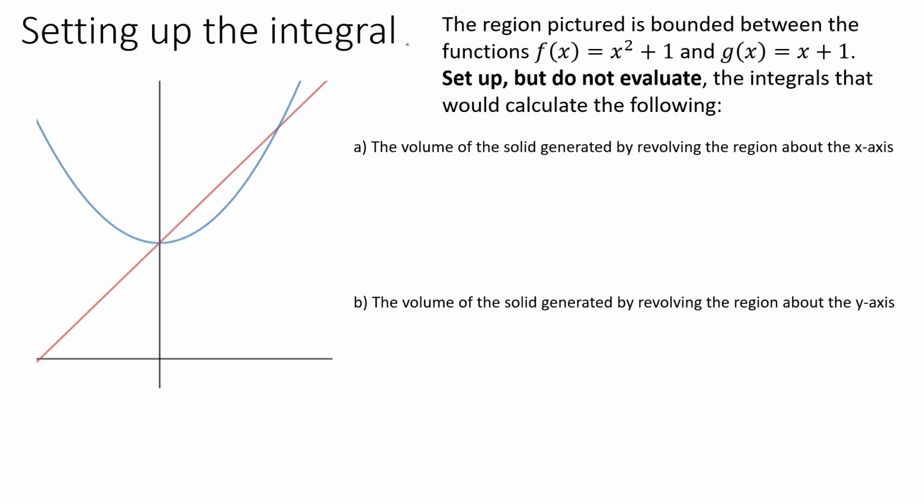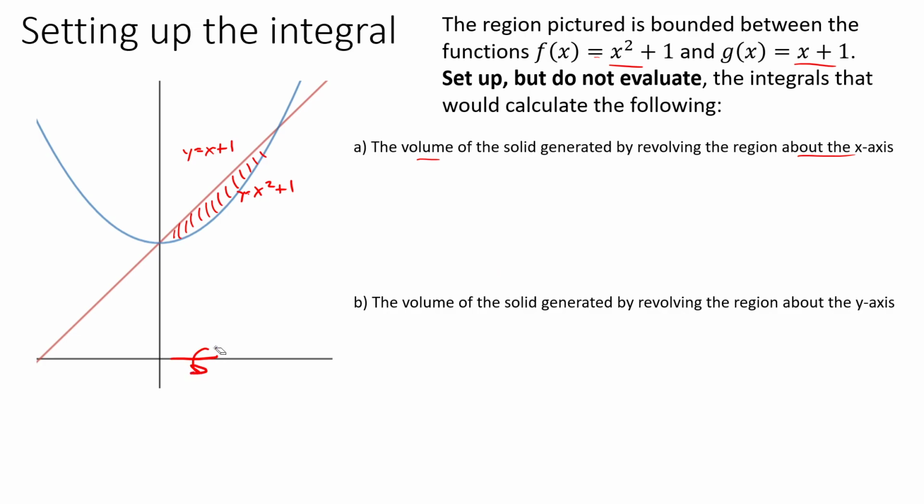So anyway, they give us a picture here and they tell us that f is x squared plus 1. So obviously that is the parabola, and the line, right, x plus 1. And they want the region bounded by those things. So we know that'd be like right here. Right, and they want the volume of the solid generated by revolving about the x-axis. Right, so the x-axis is here.